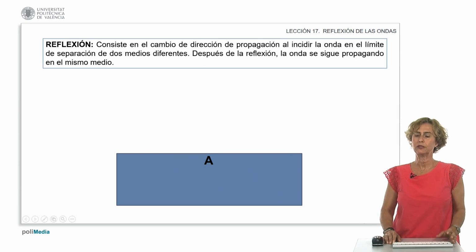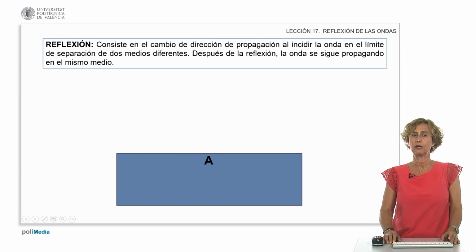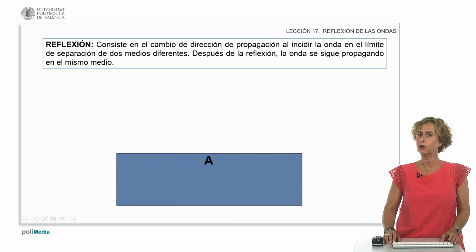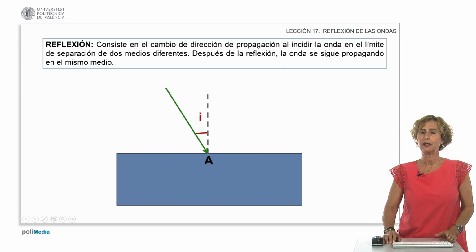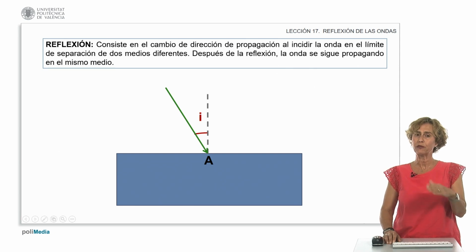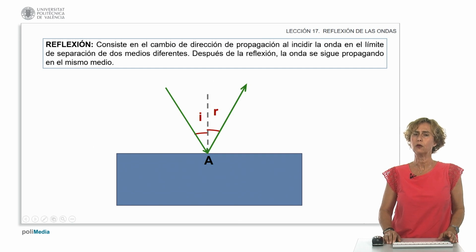Well, let's get serious about the phenomenon of reflection. Reflection is a change of direction when a wave strikes the boundary between two different media. After reflection, the wave will continue to propagate in the same medium. We have an incident wave, and the angle of incidence is the angle formed by this wave or this ray with the normal to the surface at the point of incidence.